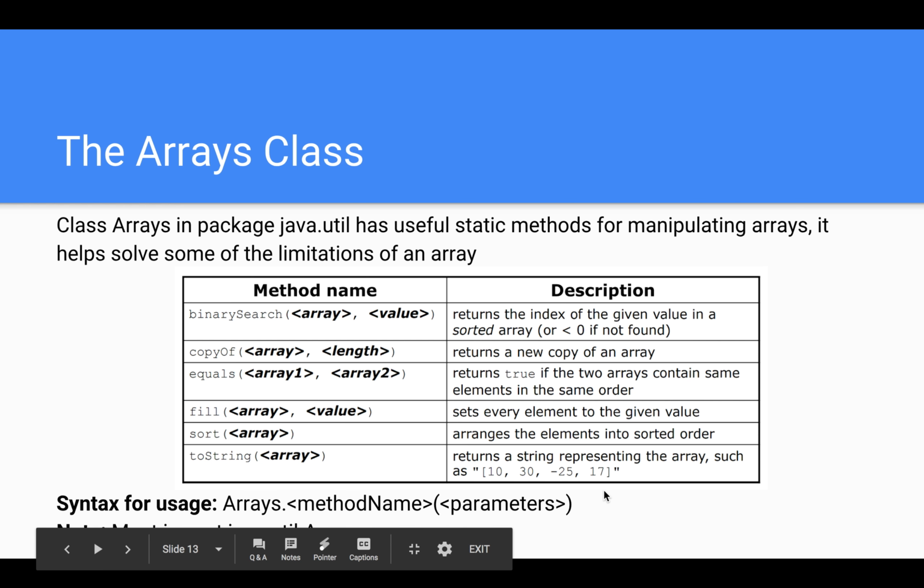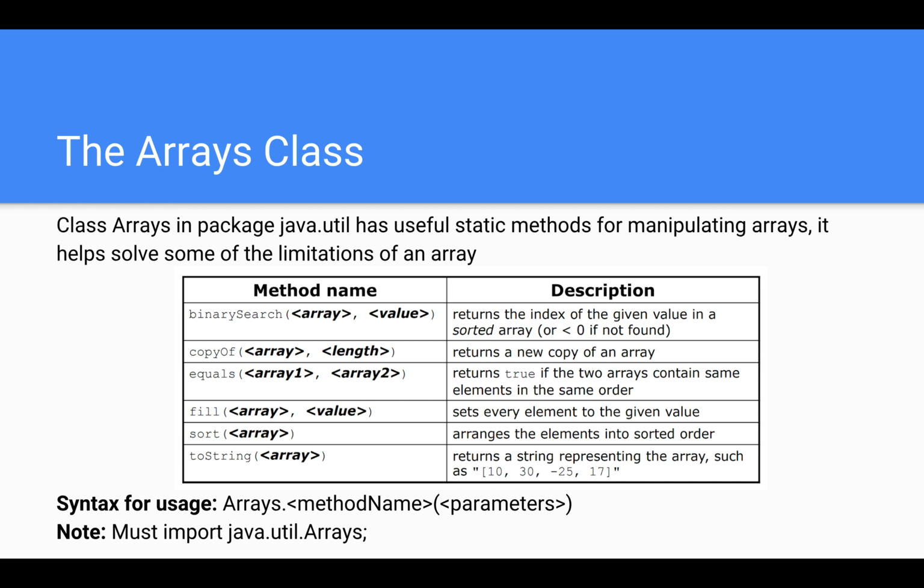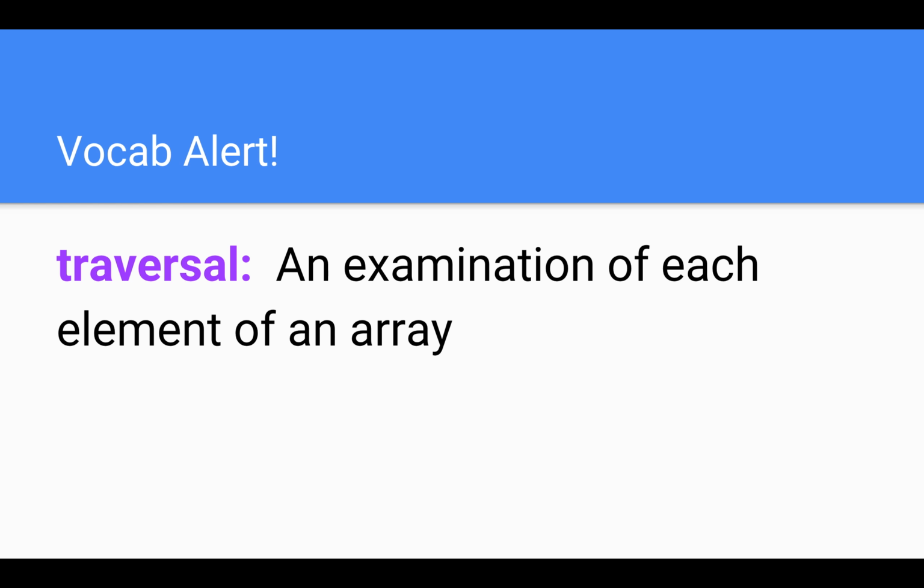The syntax for usage is Arrays.methodName and then the parameter, and you have to import java.util.Arrays in order for it to work. Some more vocab. Traversal means an examination of each element of an array.